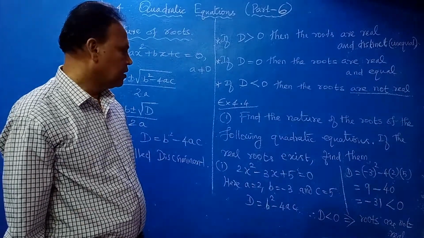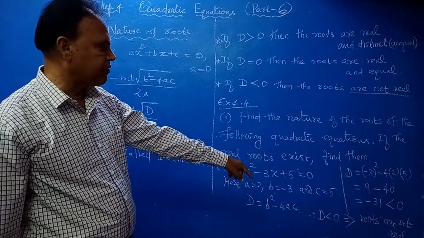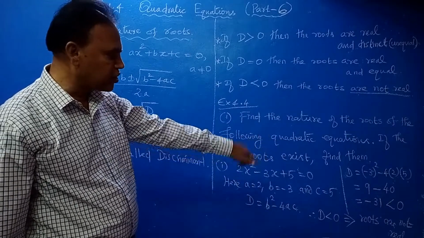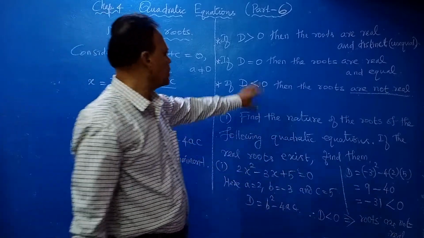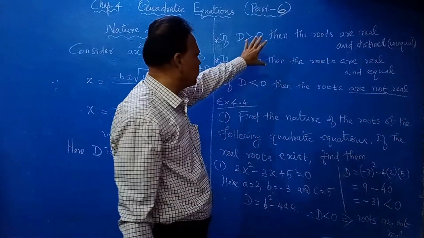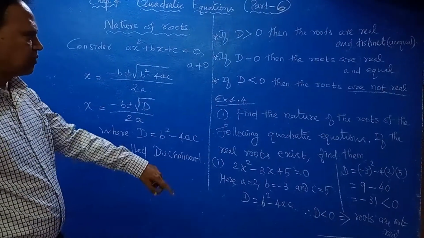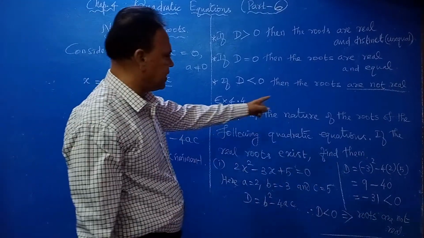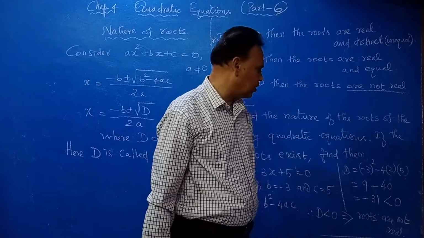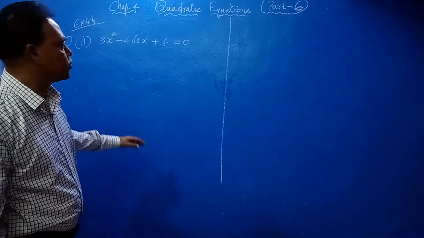Okay, so like this, you have to first find the discriminant D, then check whether it is positive, negative, or 0. Use these conditions. Clear? Use this formula, then you will get the answer, that is the nature of the roots. The problem is: find the nature of the roots. Therefore, for this quadratic equation, the roots are not real.